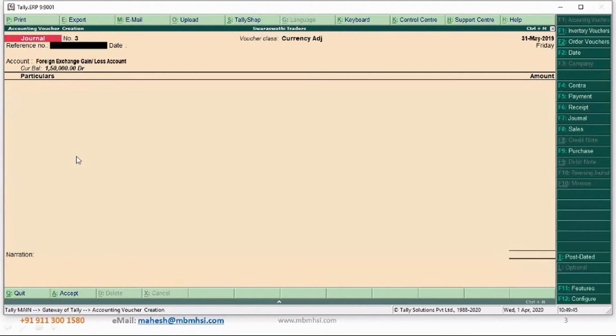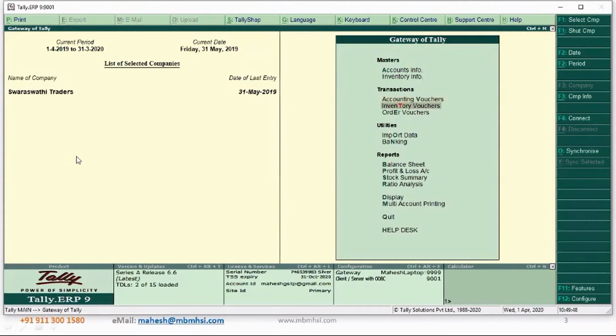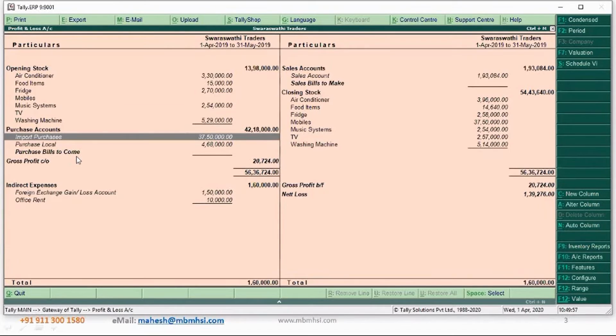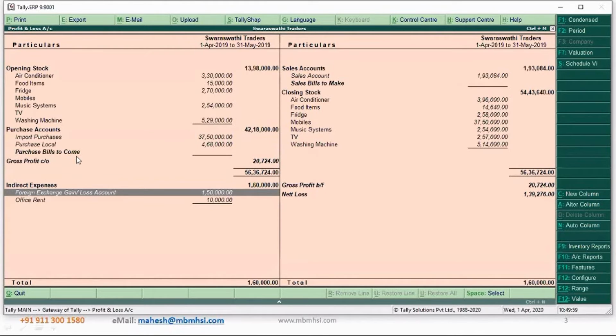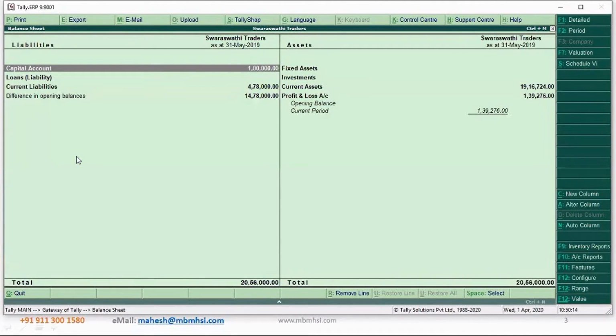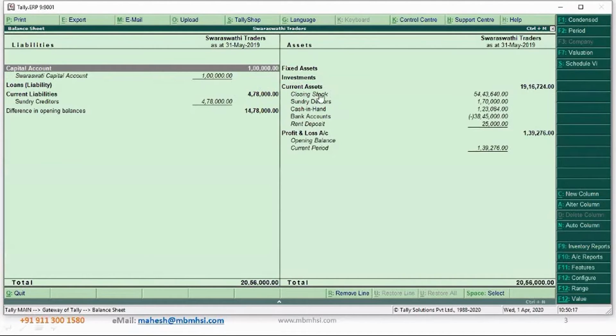Save this transaction. Now once you have saved this transaction, you go to your P&L. In profit and loss, you have purchase 37,50,000, and you have one expense, foreign exchange gain or loss, which is under indirect expenses, which is 1,50,000 rupees. And then when you go to balance sheet, this 1,50,000 has gone out of your asset side and it has got adjusted in your P&L account. Is this clear?